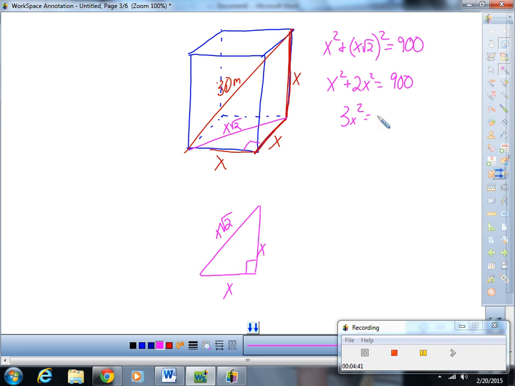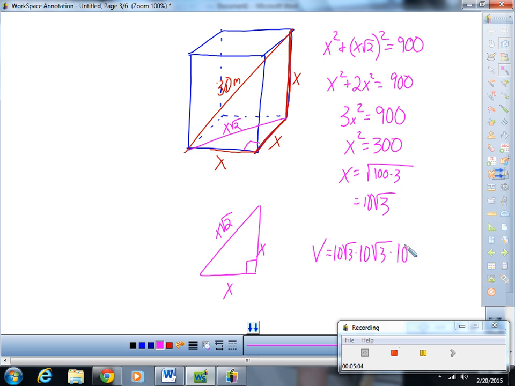So 3x squared is 900. So x squared is 300. So x is the square root of 100 times 3, which is 10 radical 3. We wanted to know the volume, so the volume is 10 radical 3 times 10 radical 3 times 10 radical 3. 10 radical 3 cubed, that's where the term cubed comes from.